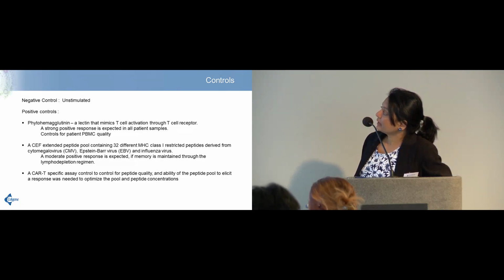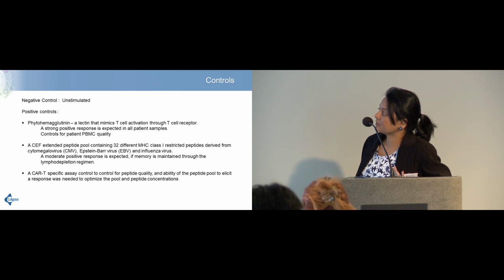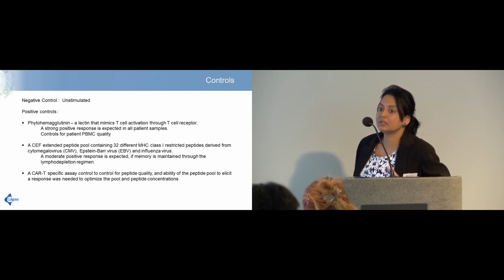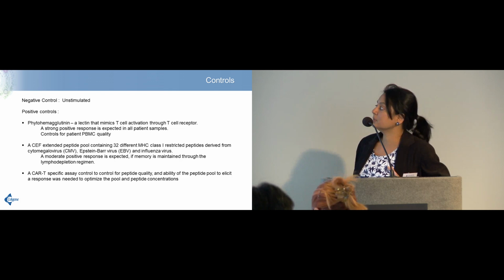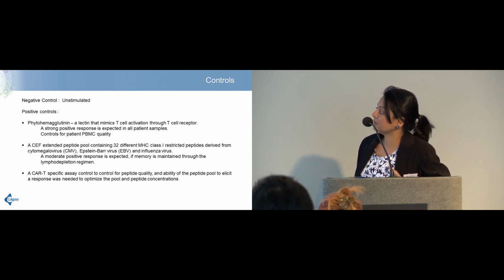So controls, the negative control is an unstimulated control, exactly as ProImmune had it. Positive controls, again, exactly as they had it, PHA and CEF. So PHA is essentially a control for PBMC quality. If the PBMC quality is good, the PHA definitely needs to show a good response. If this doesn't work, you don't have good PBMCs, period.